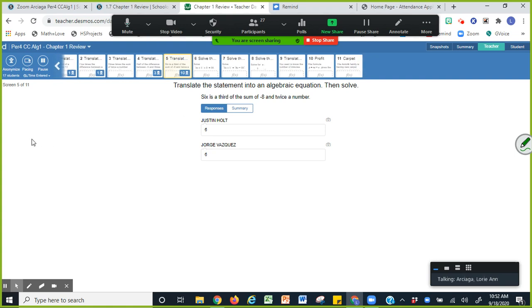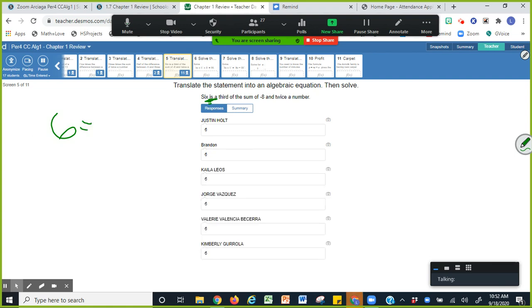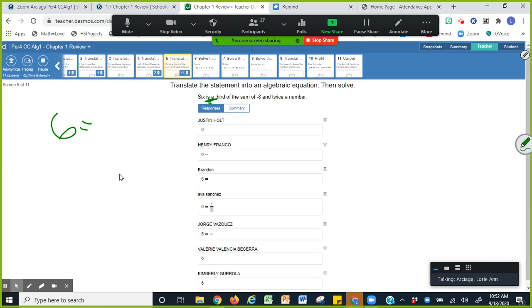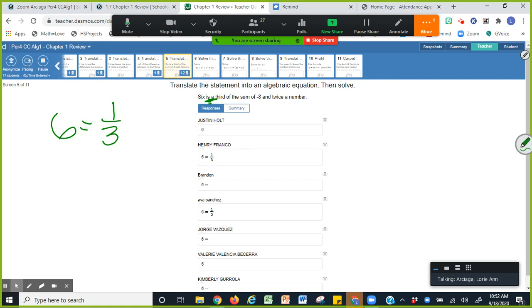6. All right, so 6 is, normally "is" means your equal sign, okay? So 6 is a third. Third, so that's a fraction. That's 1/3, right? Nice. So 1/3. It didn't say 1/3 of a number. It said 1/3 of a sum. So be careful with that.